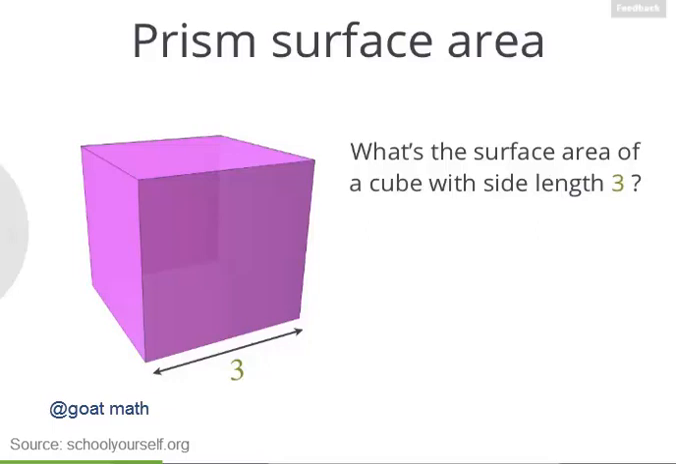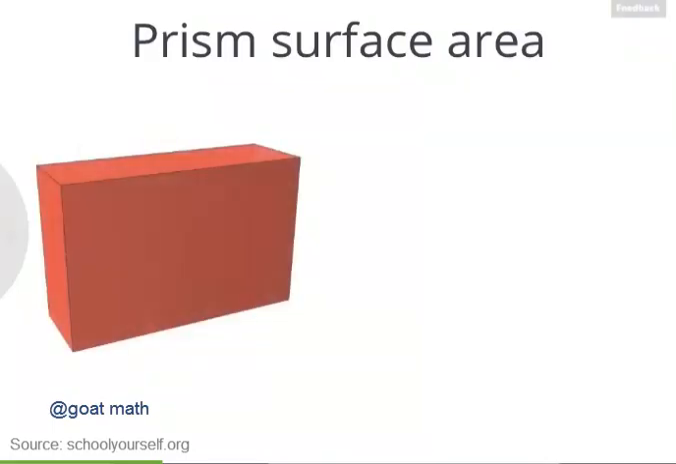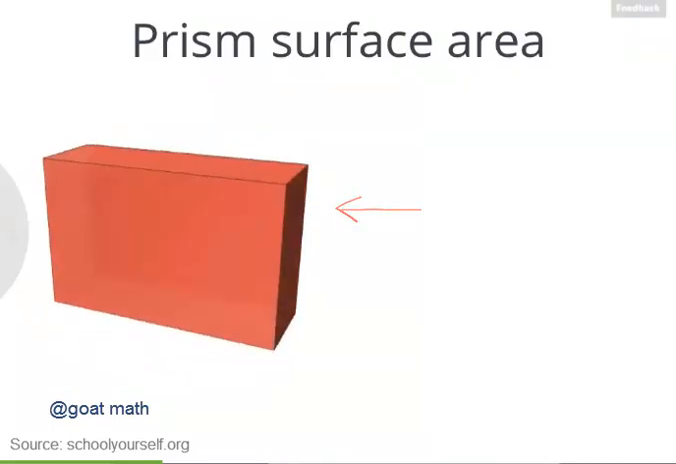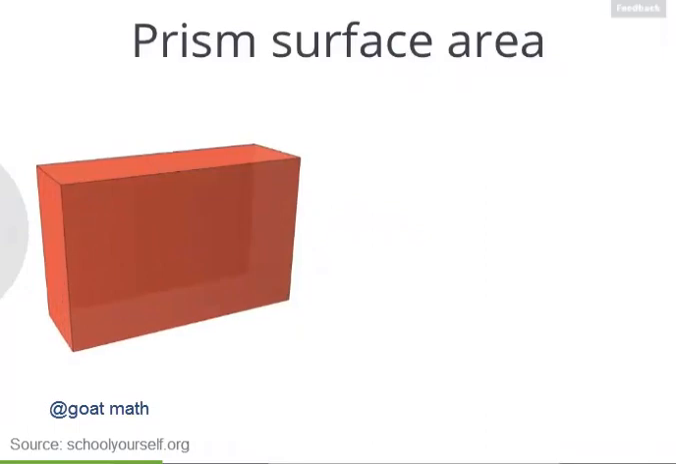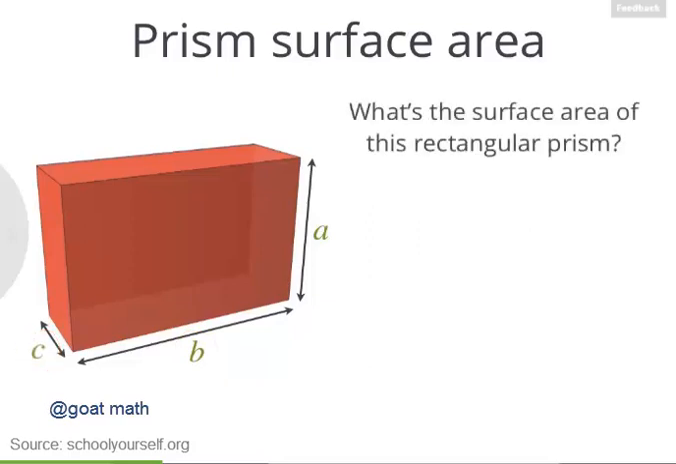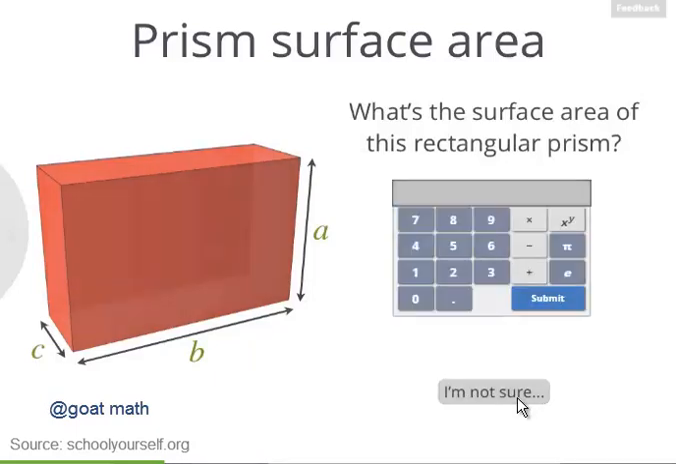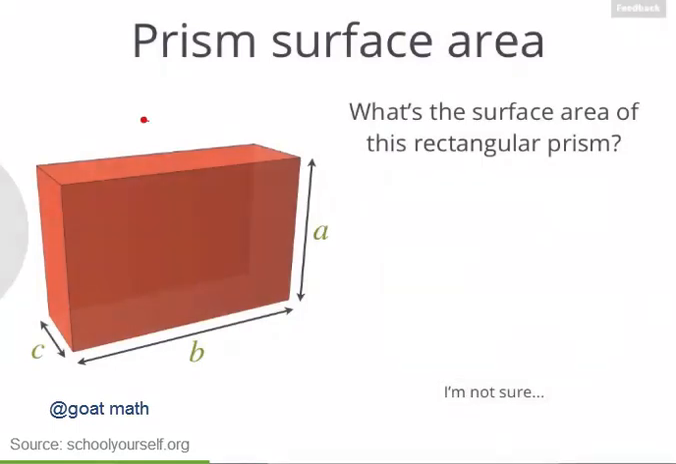Nicely done. Now let's go from cubes to rectangular prisms, like this one. Suppose this rectangular prism has a height of A, a width of B, and a depth of C. In terms of A, B, and C, what's the surface area of this prism? This is pretty tricky, so if you're not sure, just click down here. Okay, no problem. Now the surface area of this prism is the sum of the areas of all its faces.